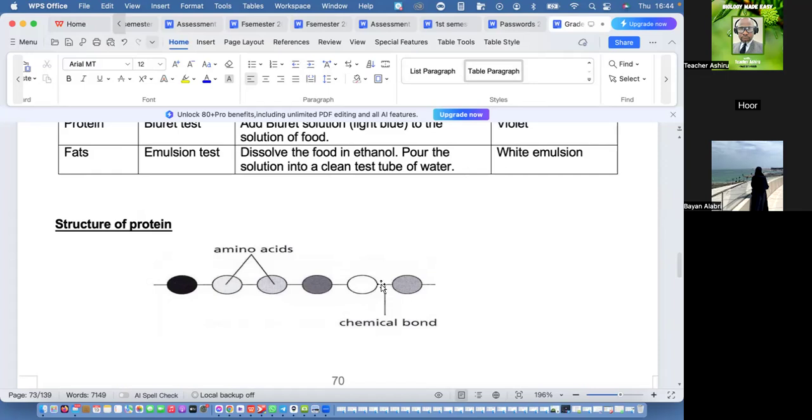Polypeptide chain. The chemical bond between this amino acid and this amino acid is called peptide bond. Even though you call it chemical bond here, the name of the chemical bond is peptide. Peptide is spelled like this.